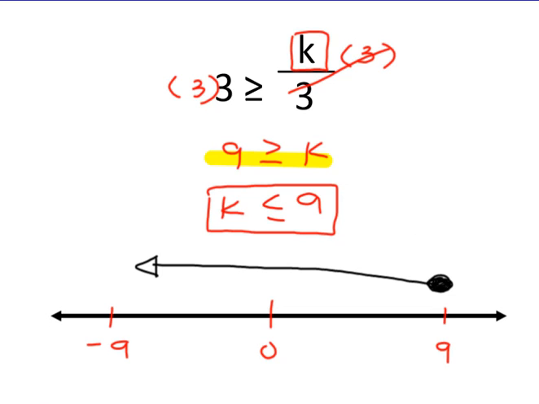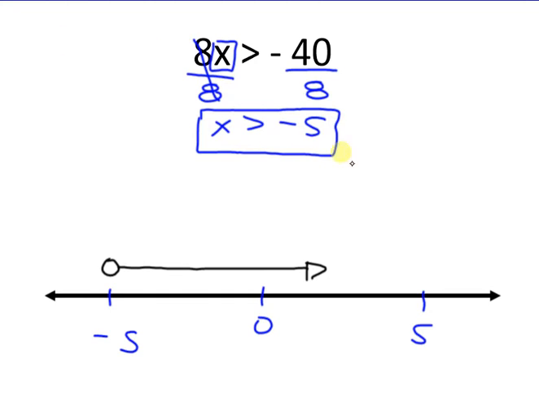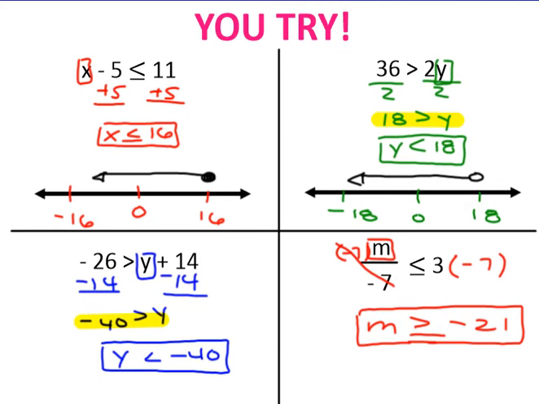Now, some of you may be going back in your notes and thinking, but wait a second, look at this problem right here. Here we have a negative number. No. What did we divide by? We divided by 8. 8 was a positive number. Yes, there's negative 40, but what did we divide by? We divided by 8, which was a positive number. Okay? So let's keep working.